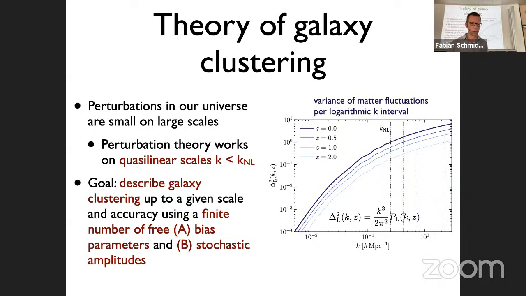And the key point I will make, again, is that we can do the same for galaxy clustering. So this theory we're going to develop is not restricted to just describing matter, it can also describe galaxies. The price we pay for this generality, for this flexibility of also describing galaxies, is that we have to introduce free coefficients or counter terms that we call bias parameters and stochastic amplitudes.